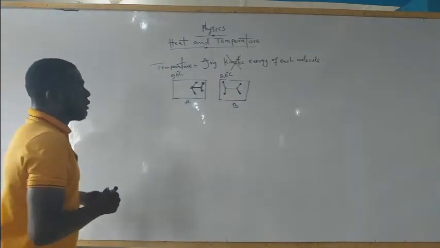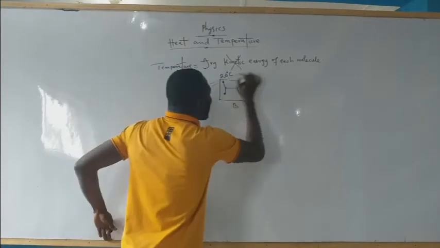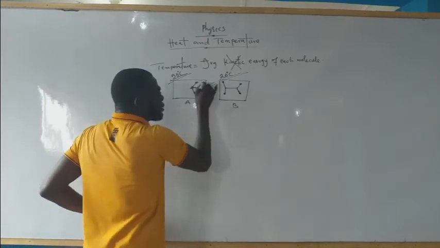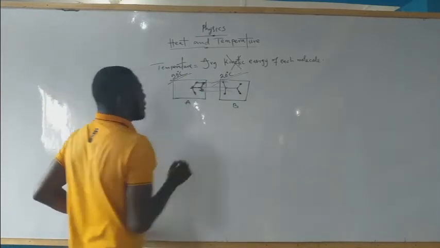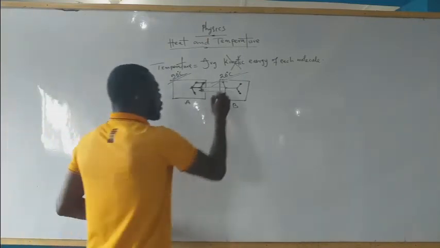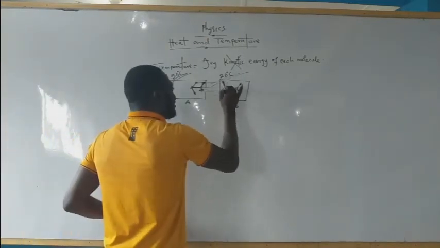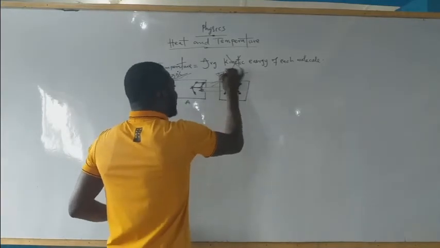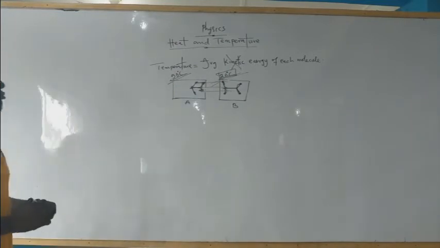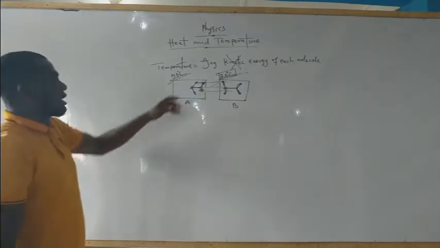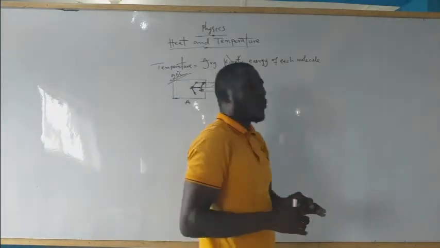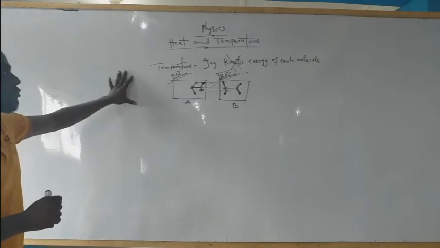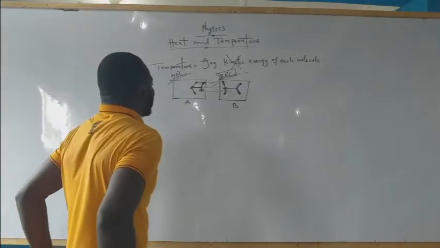Okay? Because the temperature here is higher than this temperature, what will happen? The molecules here will move faster. But this will just be moving gradually. Why? Because of the temperature, 20 degrees Celsius. That's the average kinetic energy of each molecule. That's temperature: the average kinetic energy of each molecule.